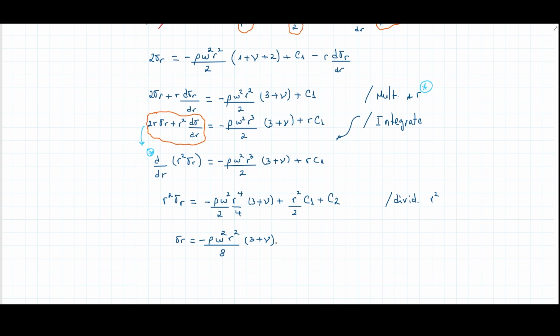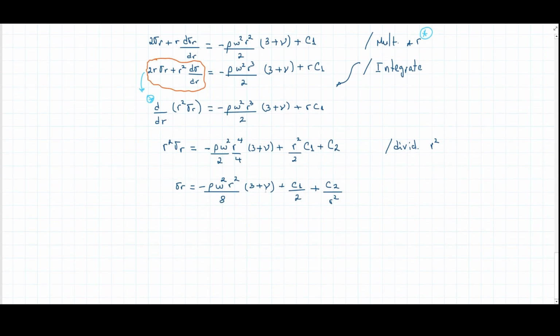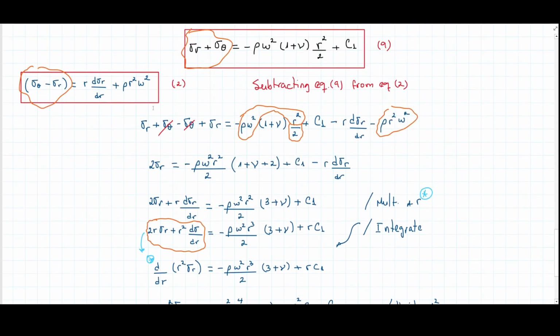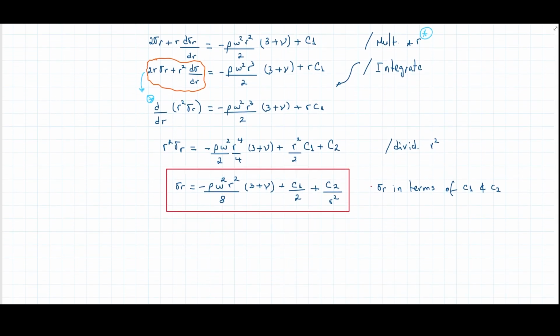Of course, there are a couple of integration constants here that we need to, let me see, plus C1 divided by 2 plus C2 divided by r squared. So there are a couple of integration constants that we need to solve for, but we have one equation and one unknown. And when we talk about integration constants, definitely we can find the values of C1 and C2. What this says is that now we have an equation for the radial stress in terms of C1 and C2. We were at equation 9. Now we can call this equation 10.